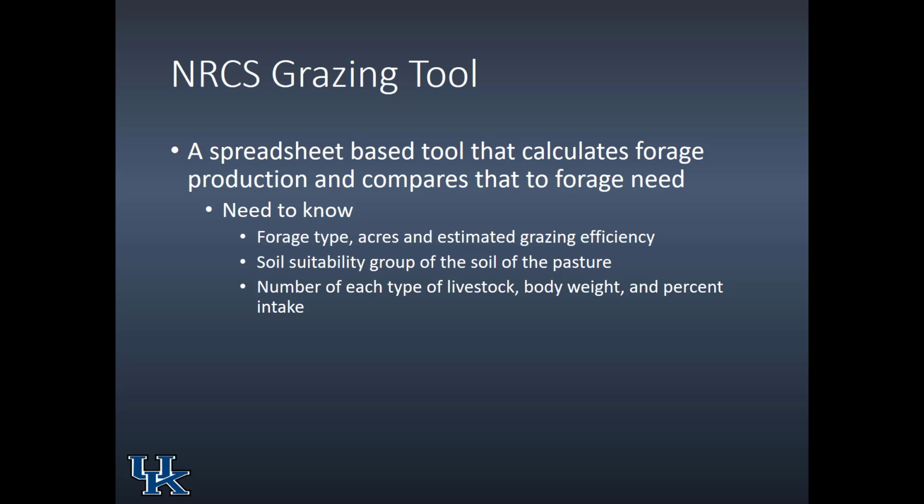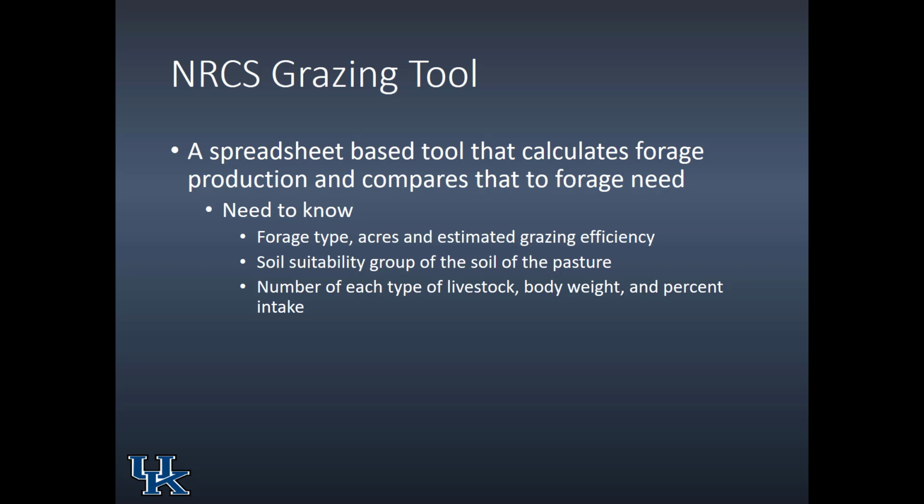It's a spreadsheet-based tool that calculates forage production and compares that to forage need. It's ultra simple. You only need to know the forage type, the acres, the estimated grazing efficiency, and the soil suitability group of the soil of the pasture. Since we have not covered that, and it is pretty specific to NRCS, even though this information is going to be present on some of the web soil survey material that you have worked through, whenever you get to that question on your grazing tool, just use a soil suitability group of 1.